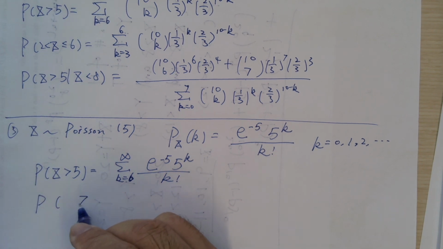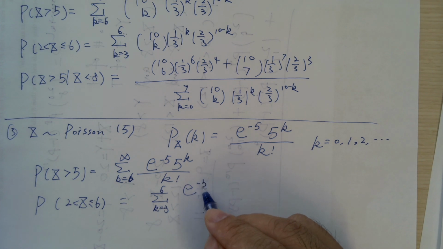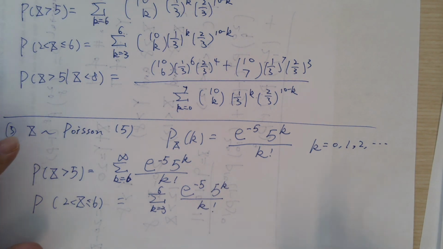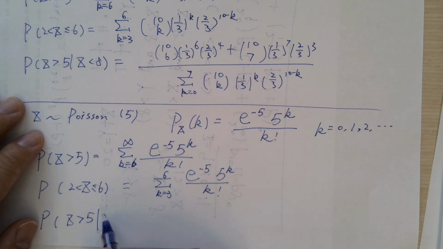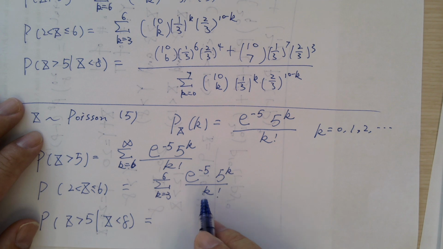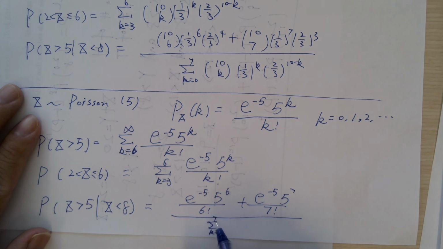Second piece, greater than 2 and less than or equal to 6. So it's the summation k from 3 to 6, e to the power of negative 5, 5 to the power of k over k factorial. Again, there is no need to do any computation here. Number 3, what is the conditional probability of X greater than 5, given that X is less than 8? Well, when X equals 6 and 7, so 5 to the power of 6 over 6 factorial plus 5 to the power of 7 over 7 factorial, over the summation k from 0 to 7, so it's going to be e to the power of negative 5, 5 to the power of k over k factorial.